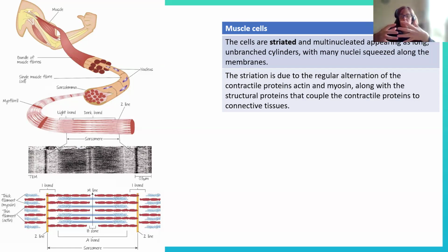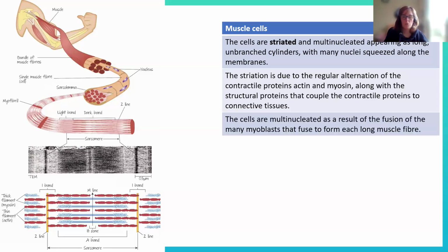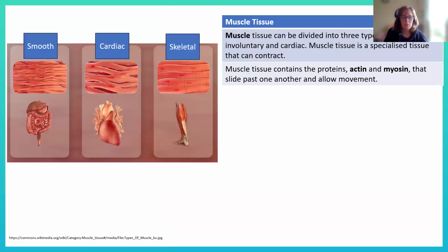So that's how those contractile proteins work. And we talked about this last session. They're multinucleated. That's just because of how they were formed, made out of several cells. And now we're going to have a look at how this type of cell makes up tissue.